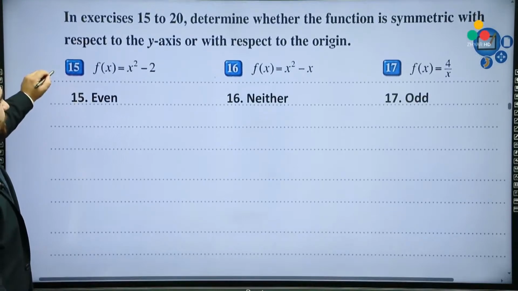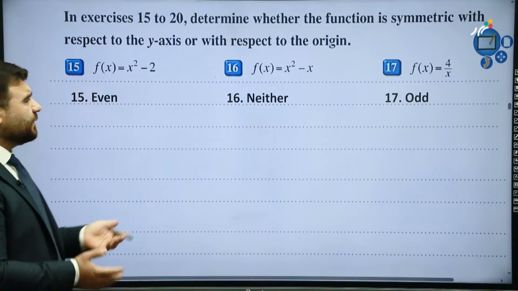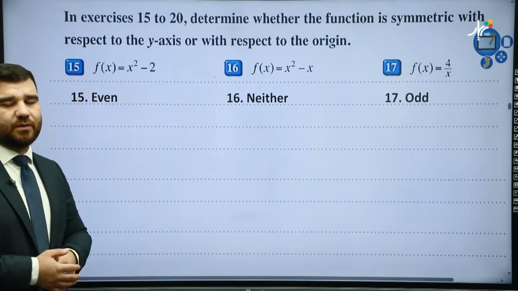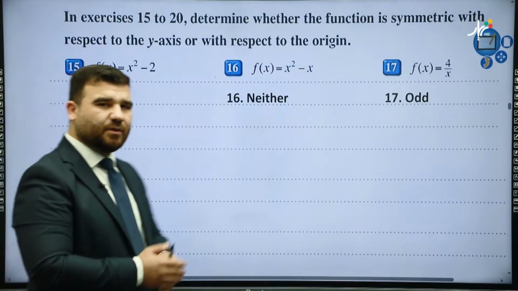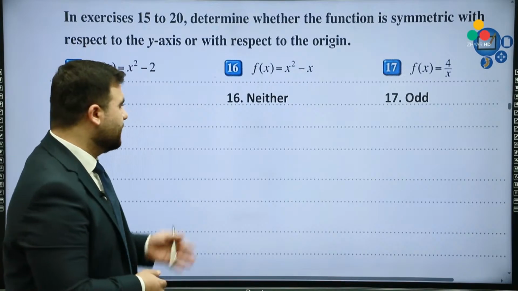Now we have some exercise from the book. In exercises 15 to 20, determine whether the function is symmetric with respect to the y-axis or symmetric with respect to the origin. Symmetric with the y-axis means even. Symmetric with the origin means odd. Now let's solve this.